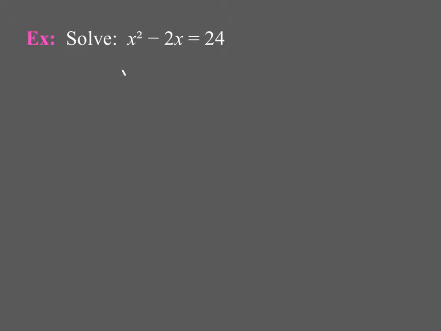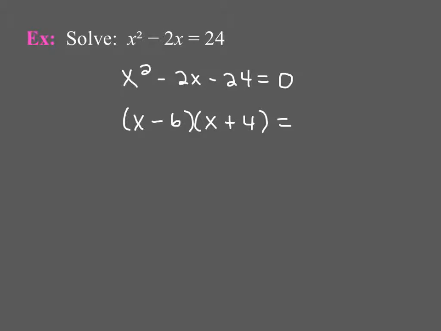On this example, you're not ready to solve yet because it doesn't equal 0. So to make it equal 0, you'd subtract 24. And now you're ready to factor by finding the factors of -24 that add to -2, which are -6 and 4. And so then the two roots or solutions would be x equals 6 and x equals -4.